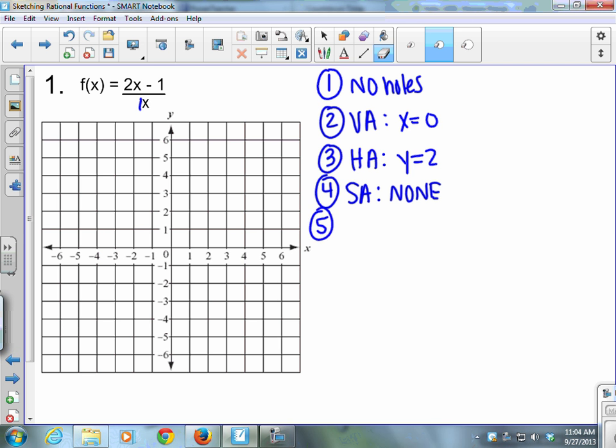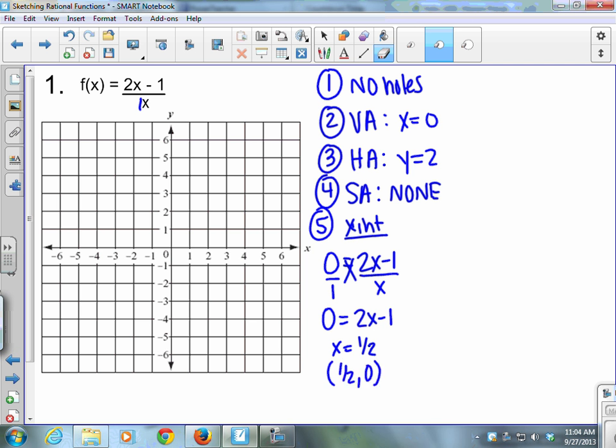The fifth thing that we need to find are x and y intercepts. Fifth and sixth thing are x and y intercepts. So for the x-intercept, I'm going to let f of x, or let y be 0. So 0 equals 2x minus 1 over x. If this is over 1 and I cross multiply, I'm going to get 0 equals 2x minus 1. The same as if I set the top equal to 0. So then if I solve this, x is going to equal a positive 1/2. And so then I know my x-intercept is going to be at 1/2, comma 0.